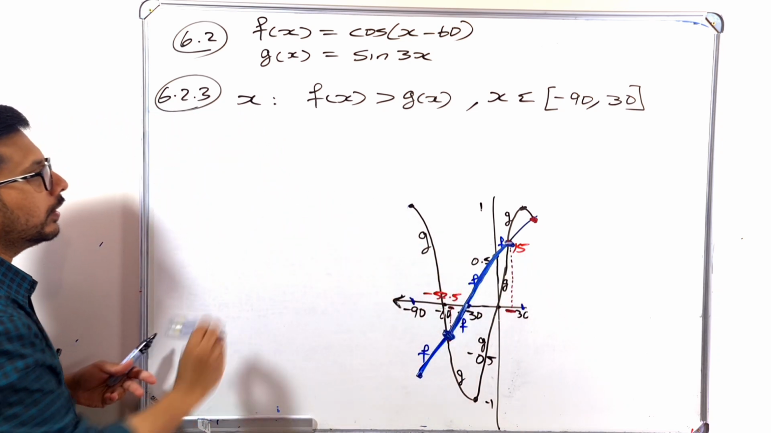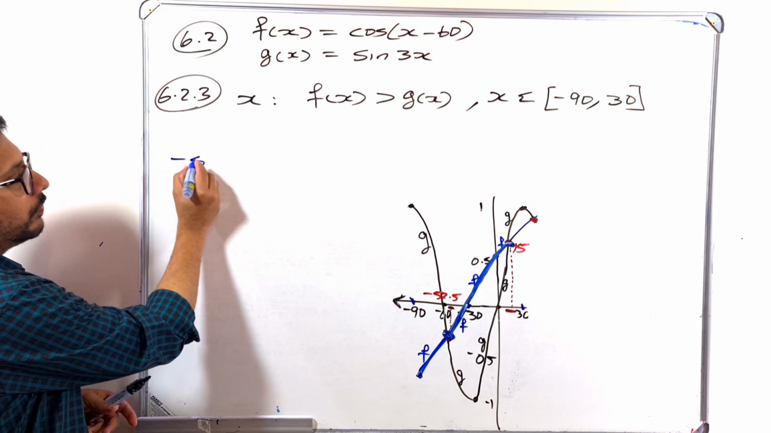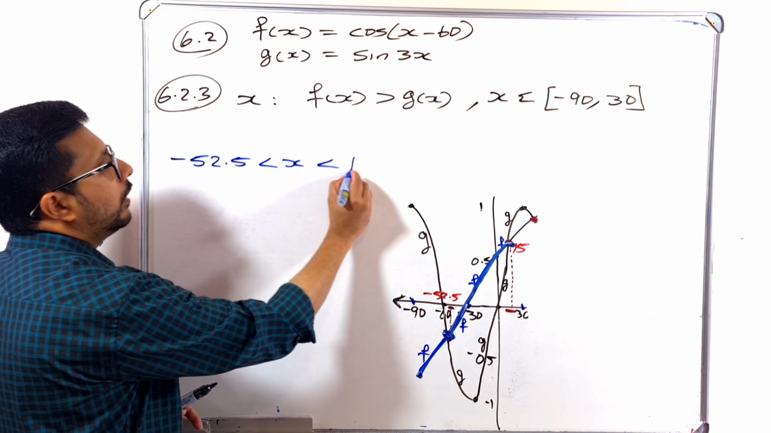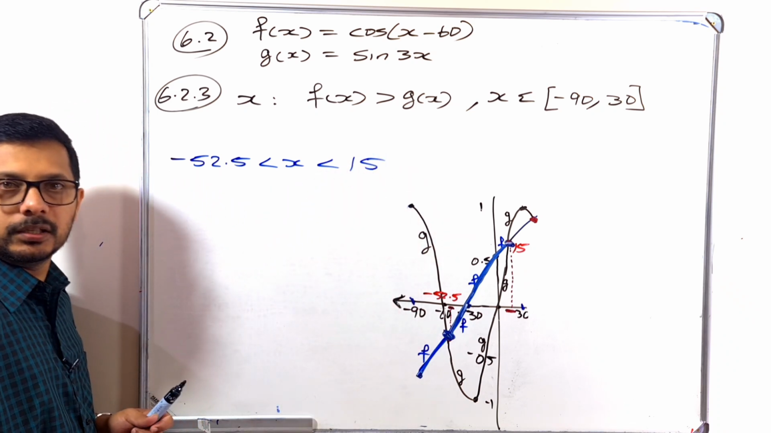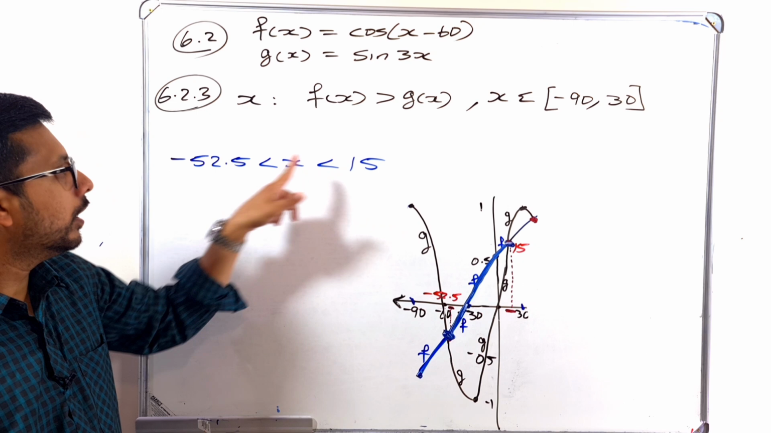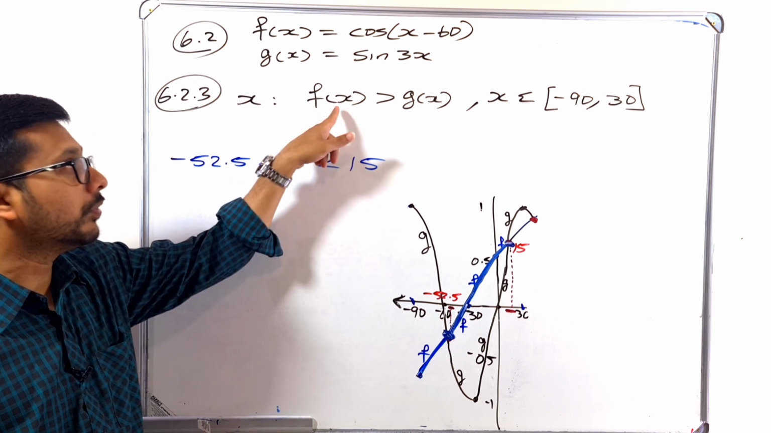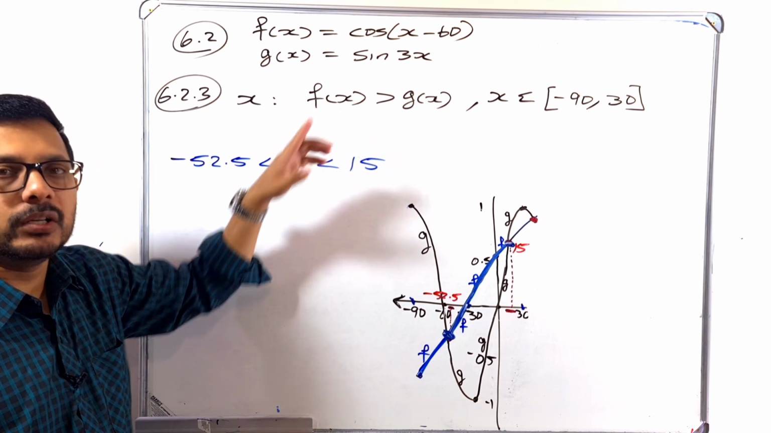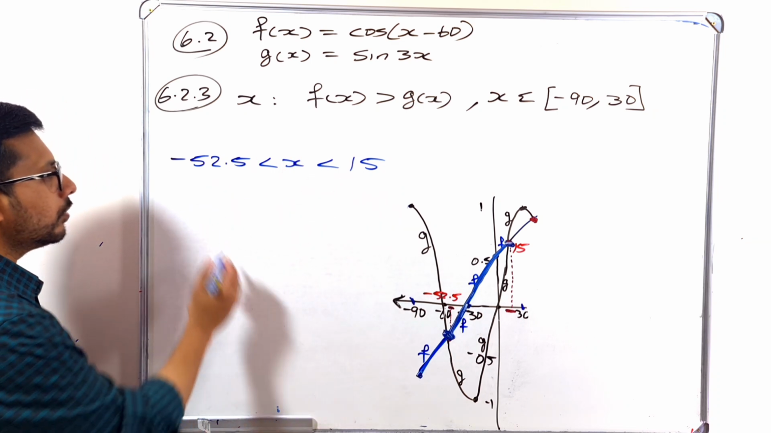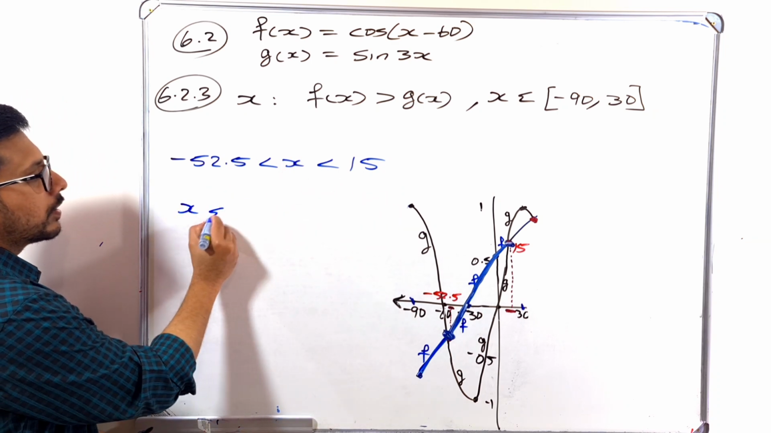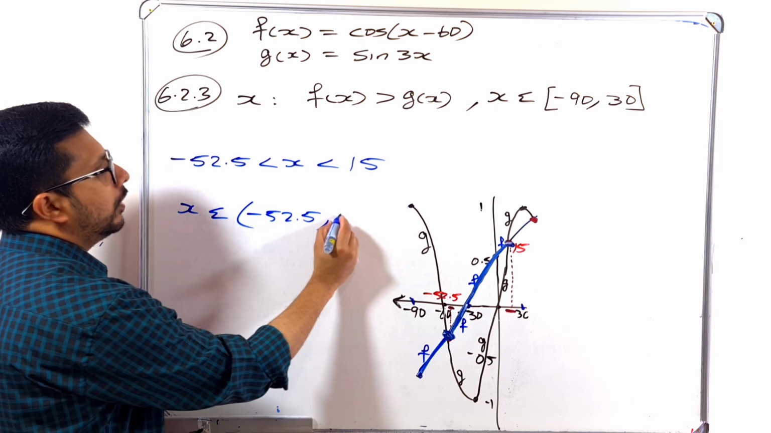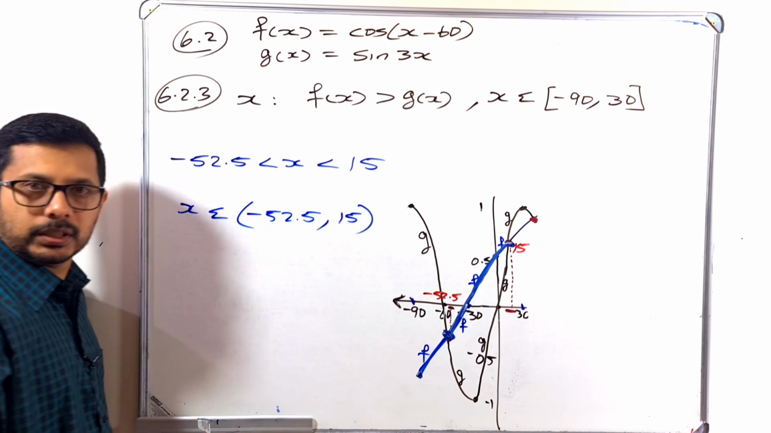So how can you write the answer? Minus 52.5 less than x less than 15. So between minus 52.5 and 15, the f of x graph is on top, or the values of x are between these two values. Okay, or you can write the same answer like this also: x is an element of the interval (minus 52.5, 15). You can write it like this also.